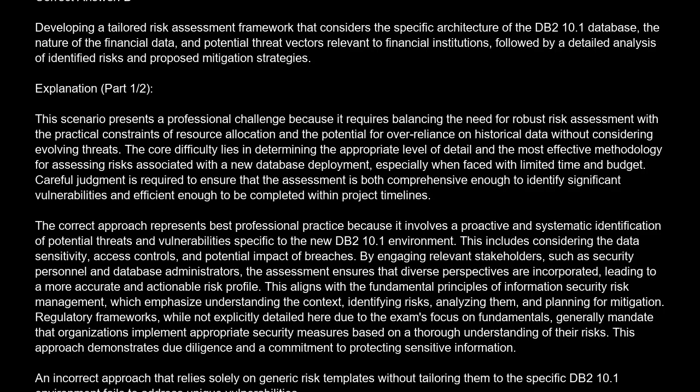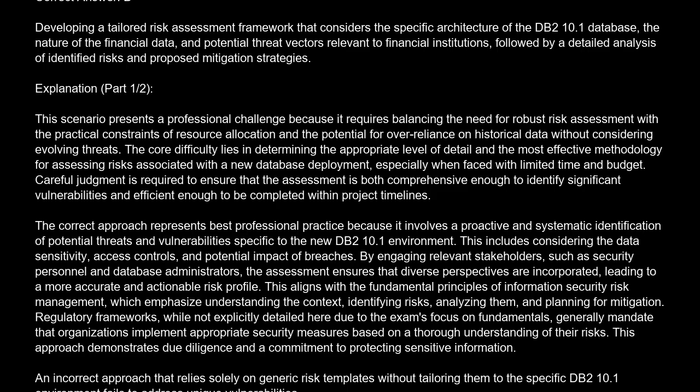Correct answer is B. Developing a tailored risk assessment framework that considers the specific architecture of the DB2 database, the nature of the financial data, and potential threat vectors relevant to financial institutions, followed by a detailed analysis of identified risks and proposed mitigation strategies.